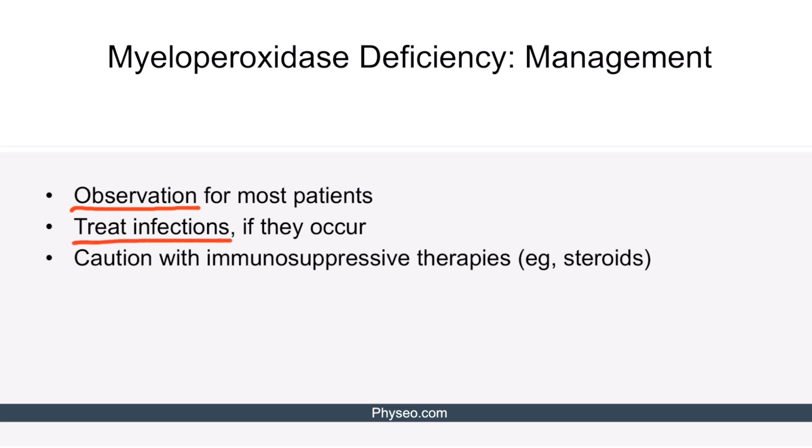Clinicians should treat infections if they occur, and clinicians should also exercise caution with immunosuppressive therapies in these patients, as it may put them at risk of developing an infection. A common example of immunosuppressive therapy is the use of steroids.